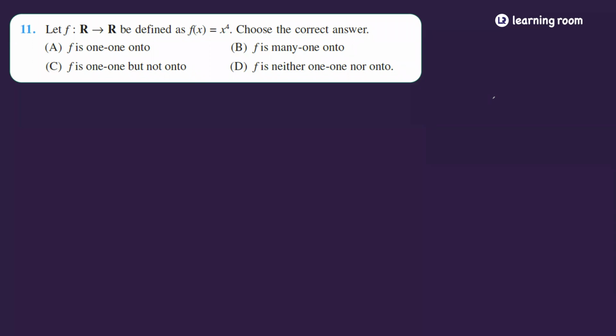It will not be onto, provided the function is defined from R to R. It will not be onto because what does the codomain set consist of? Codomain means y values. Codomain consists of all the real numbers. But what does the range consist of? Range consists of 0 to infinity.